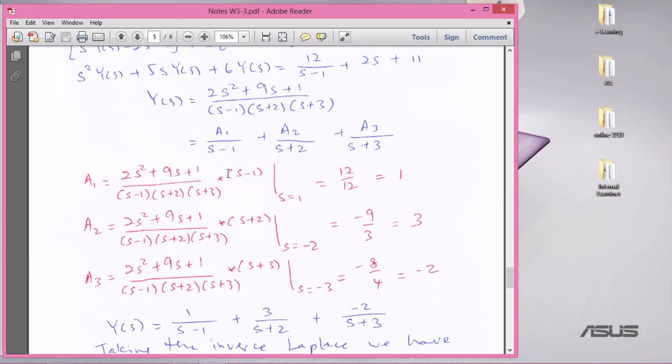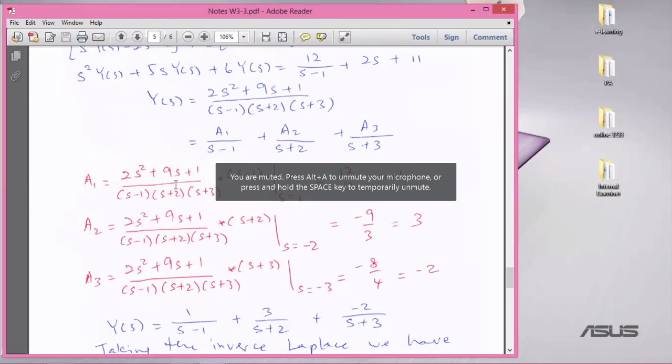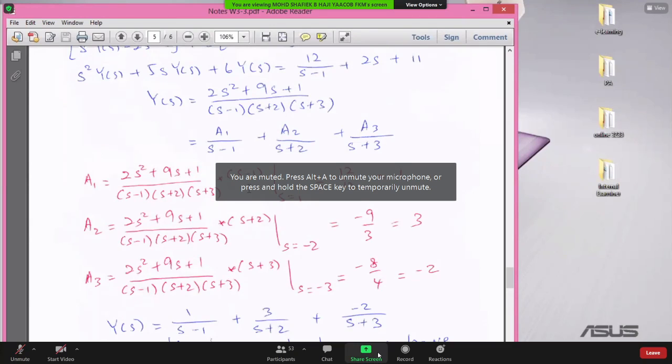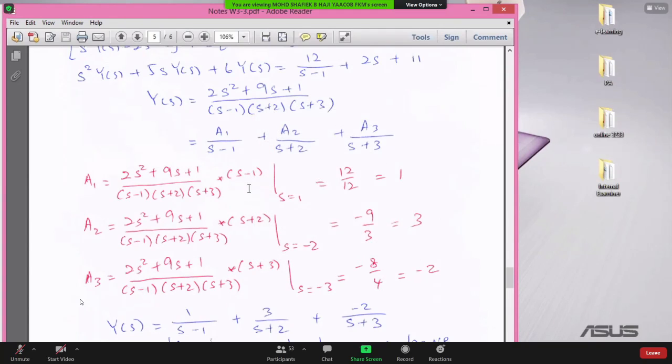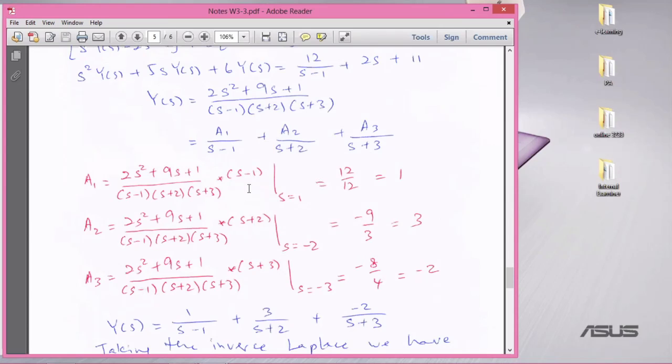Sometimes this is called the cover-up method. Cover-up meaning that you cover this s minus 1. Not cover-up as in a crime or something like that. No, there's a different cover-up. So this is just crossing this factor out.